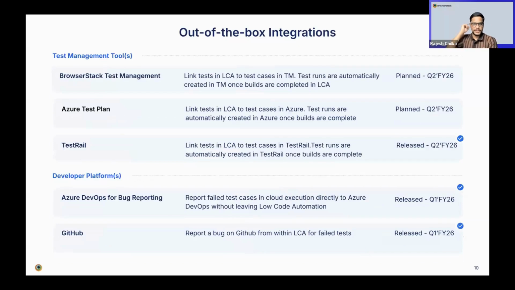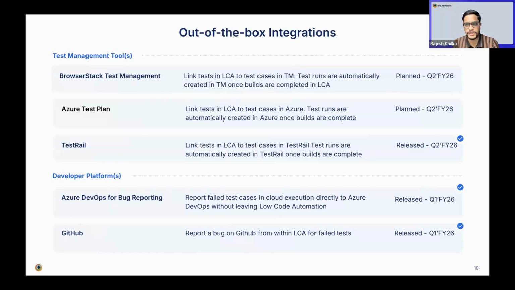And finally, the out-of-the-box integrations, we already have support for all of these test management tools, but those are mainly around, you can map your test cases, but you need to download the JUnit XML file and then run some CLI commands to publish the test reports. But with these out-of-the-box integrations, you don't have to do any additional step. You just simply have to map your test cases from your test management tools to low-code tests, and the results will be automatically published in the respective tools.